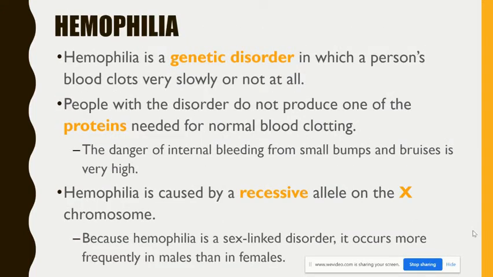The next genetic disorder we're going to look at is hemophilia, and this is kind of the opposite of sickle cell. It's another blood disorder, but it causes blood to clot very slowly or even not at all. So we talked about how those platelets and proteins in our blood help clot, and hemophilia produces or doesn't produce one of those proteins that we need to help our blood clot.